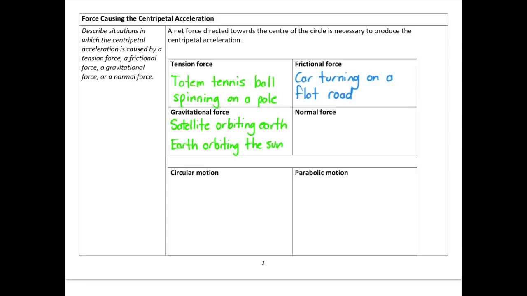Okay, we'll explore the next one, the normal force. We're going to explore that in more detail in the coming slides. So that is coming soon. I'm going to leave that one just for now.